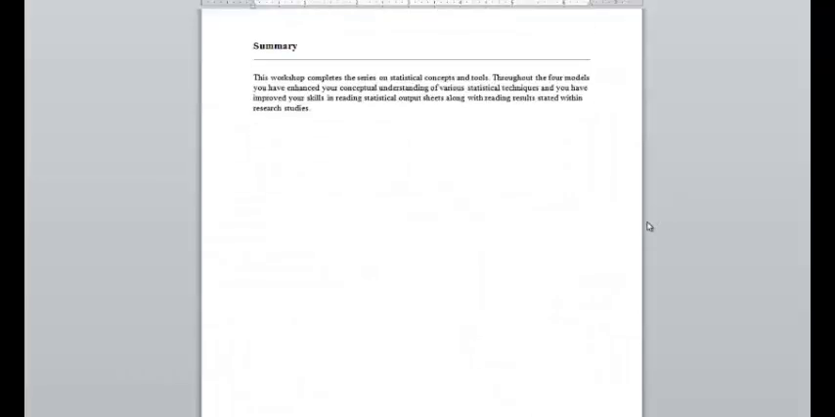So that's pretty much it for this workshop and the workshop series on statistical concepts and tools. Throughout the 4 modules, you have enhanced your conceptual understanding of the various statistical techniques, and you also improved your skills in reading statistical output sheets, along with reading results stated within the research studies.